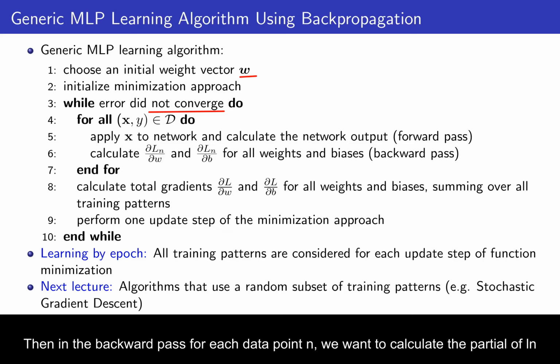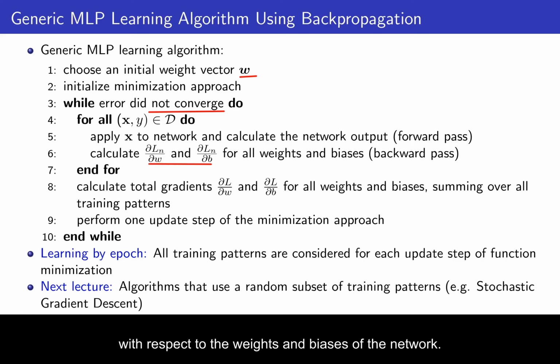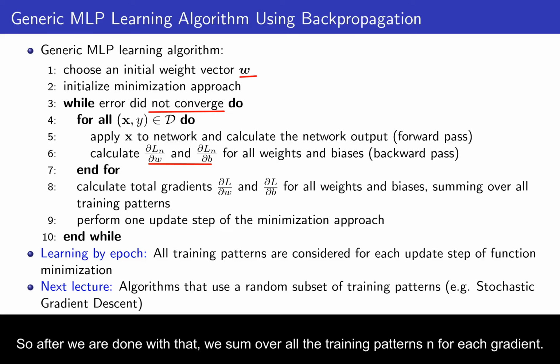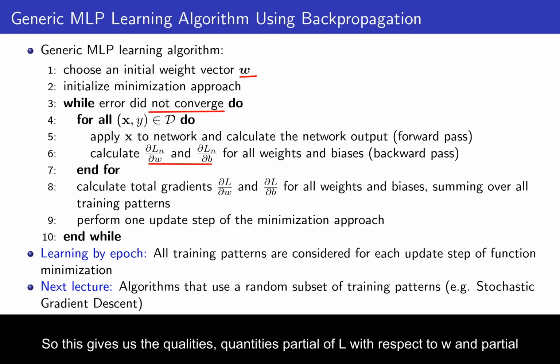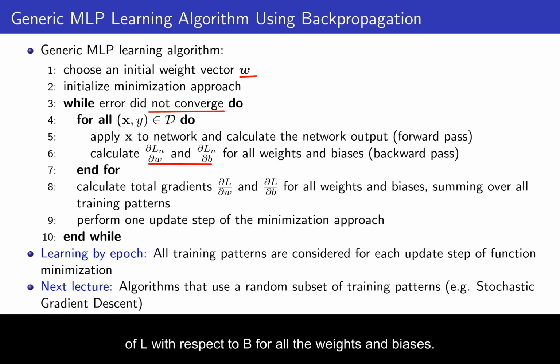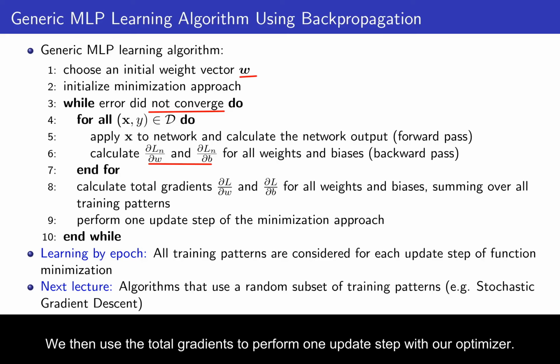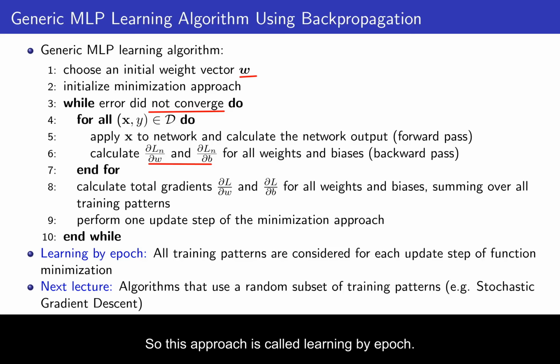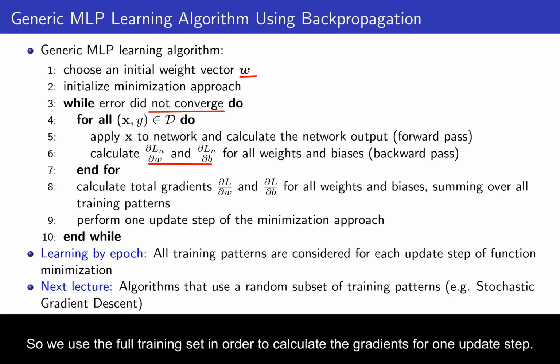Then in the backward pass, for each data point n, we want to calculate the partial of L_n with respect to the weights and biases of the network. After we are done with that, we sum over all the training patterns n for each gradient. This gives us the quantities partial of L with respect to W and partial of L with respect to B for all the weights and biases. We then use the total gradients to perform one update step with our optimizer. This approach is called learning by epoch. So we use the full training set in order to calculate the gradients for one update step.